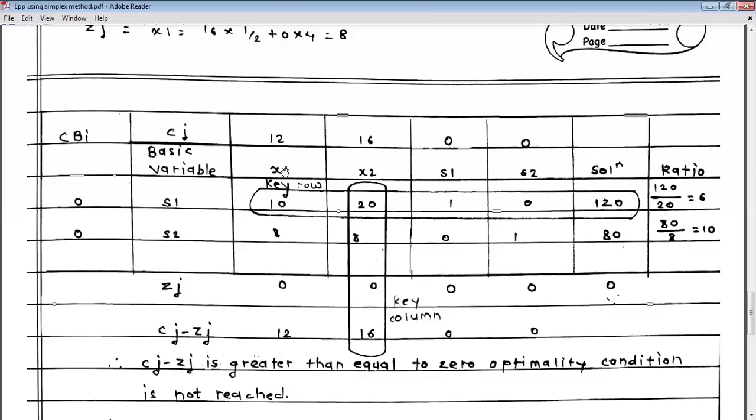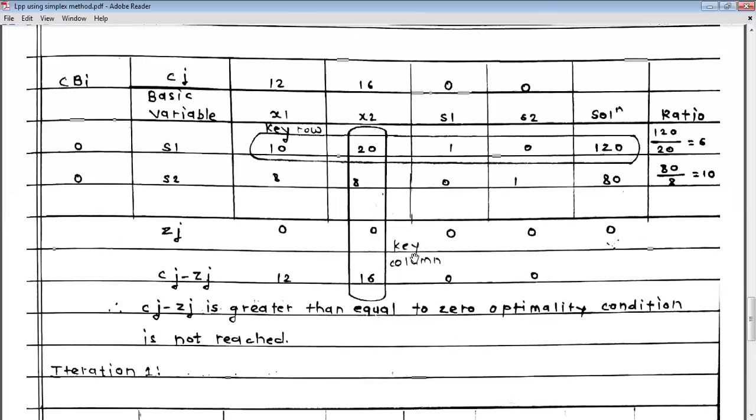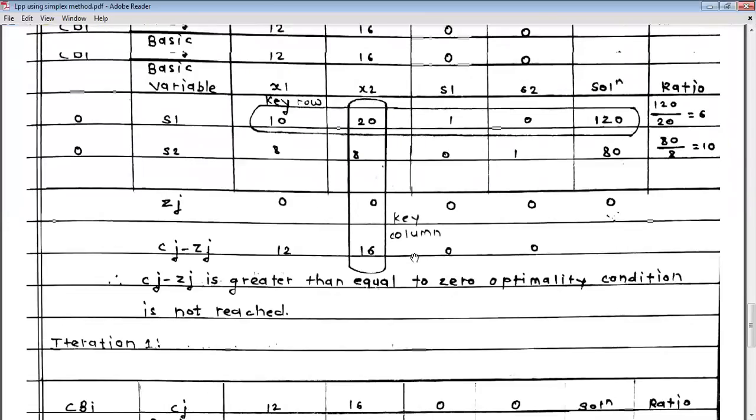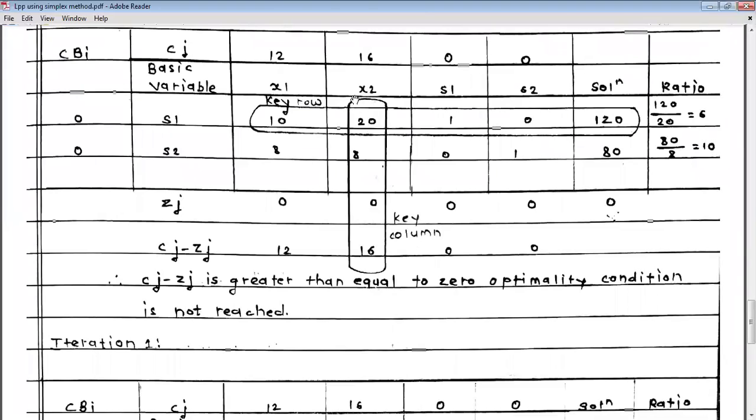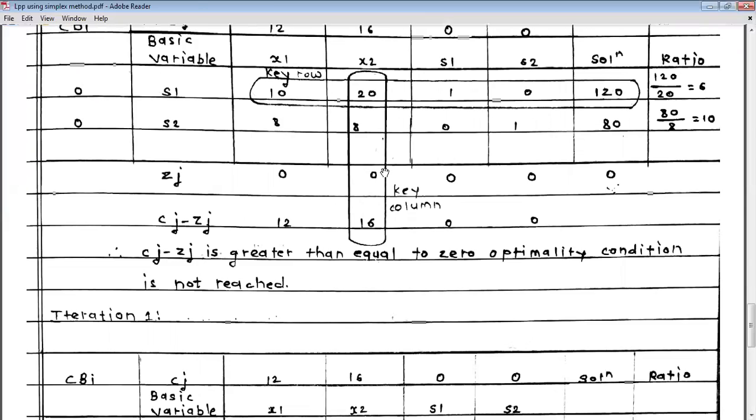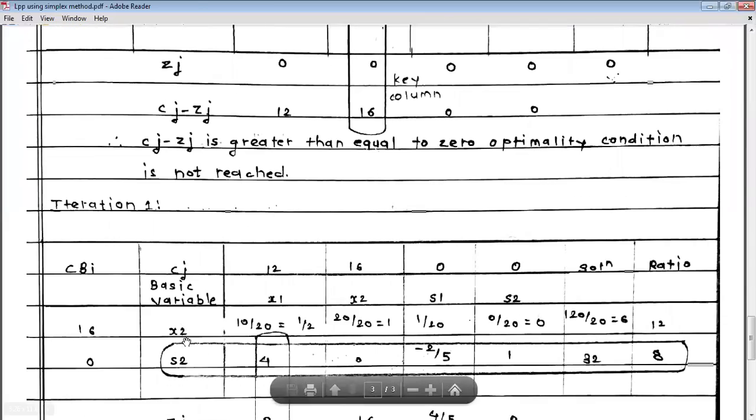So after this, you have got the initial simplex table. Now we need to go to iteration number 1. The iteration table will be the same table, but the only change here is, since this has become the key column, the variable here is x2. So this x2 becomes the entering variable. But in case of s1, this s1 will become the leaving variable. So this is entering variable x2, leaving variable s1. Therefore, s1 will be substituted by x2. So if you see in iteration 1, you can see that s1 is being substituted by x2.